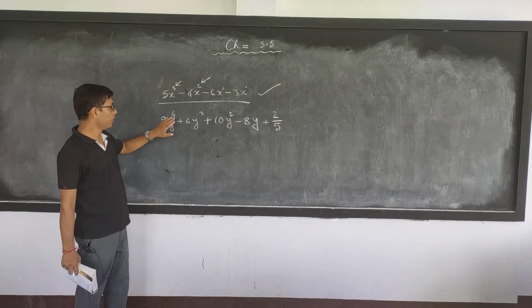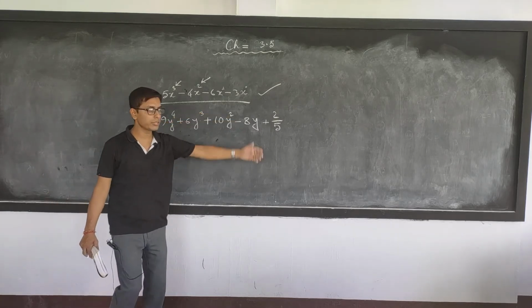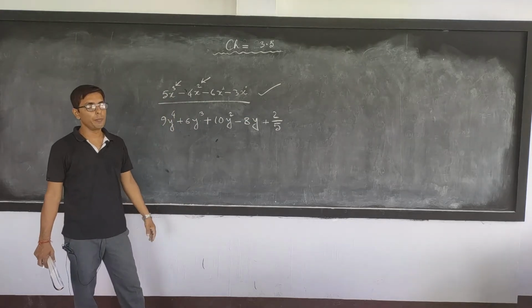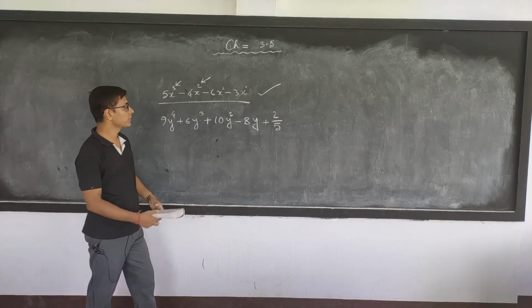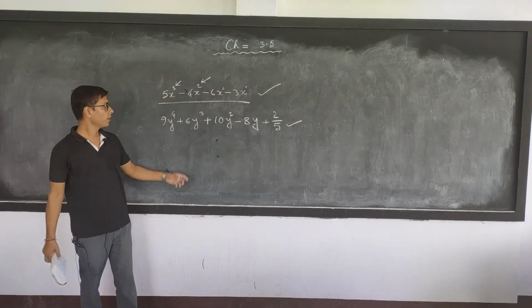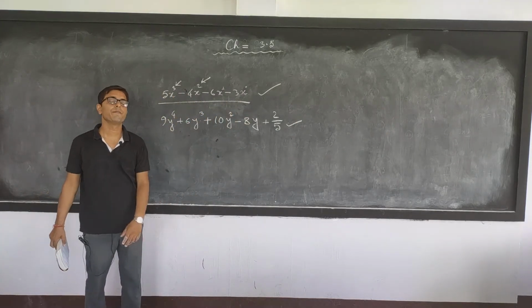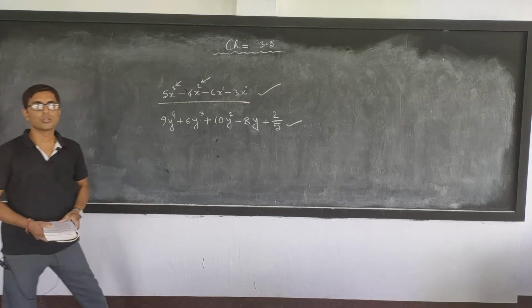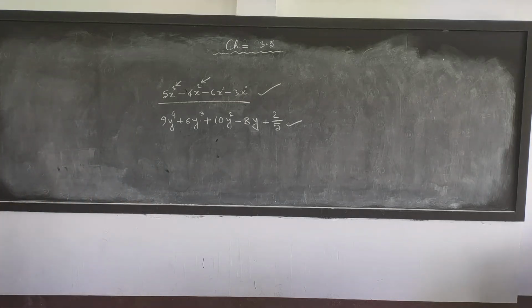Alright, and moreover, the power on the variables are whole numbers. That's why these are also polynomials in one variable. So this is also a polynomial. Why is this a polynomial? Because all these powers on the variables are whole numbers. Clear? So I hope you have enjoyed and understood polynomials now.